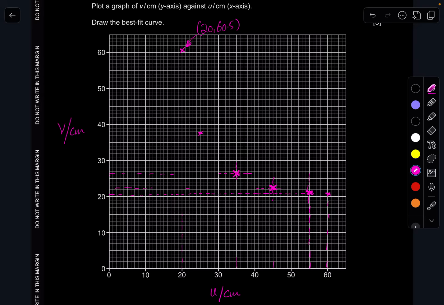What we have to do now is make the best fit line. As it is very clear from the coordinates, it will be a curved line moving like this. Okay, so this will be your graph. It's your choice. You can remove these lines, or you can leave them as they are. Okay, so this is the graph you have.